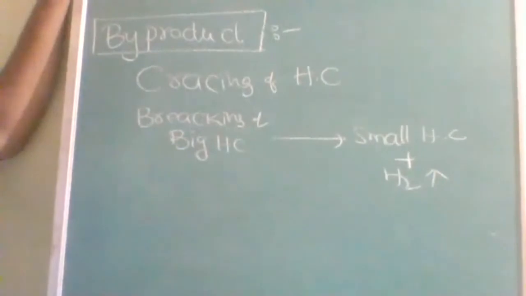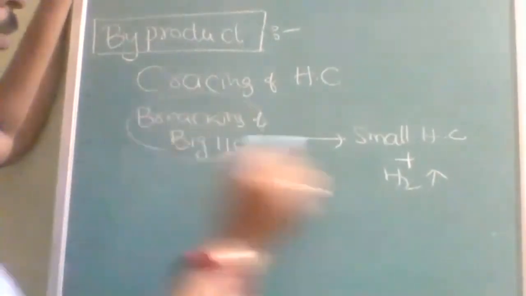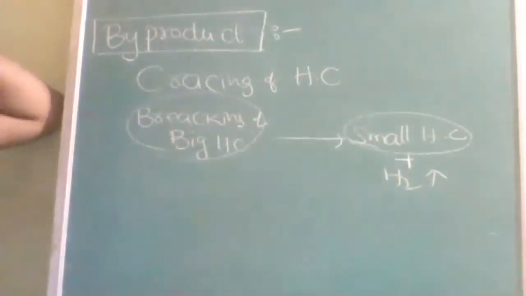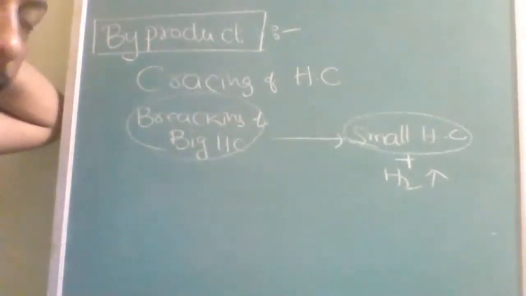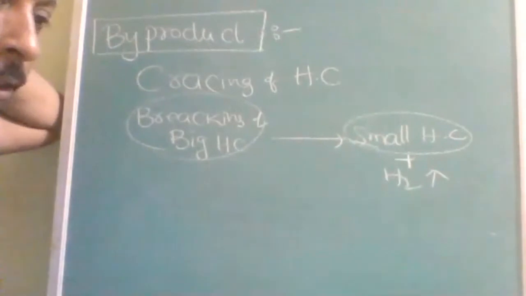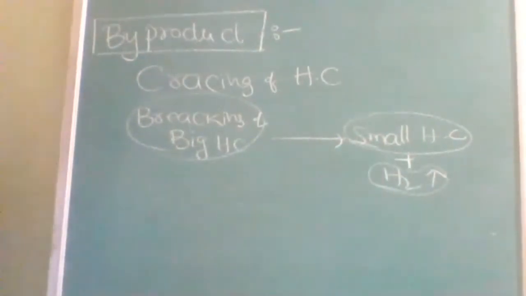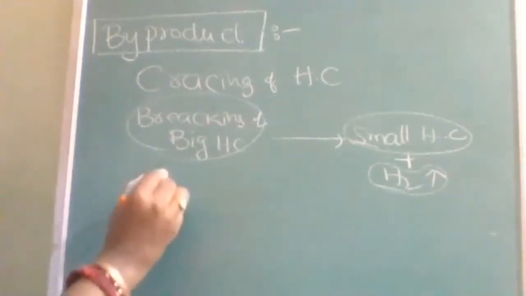Our intention is to break big molecules into small hydrocarbons, because small hydrocarbons are best for complete combustion. So during that, we will get hydrogen as an additional product. Understood? Second thing, brine solution.